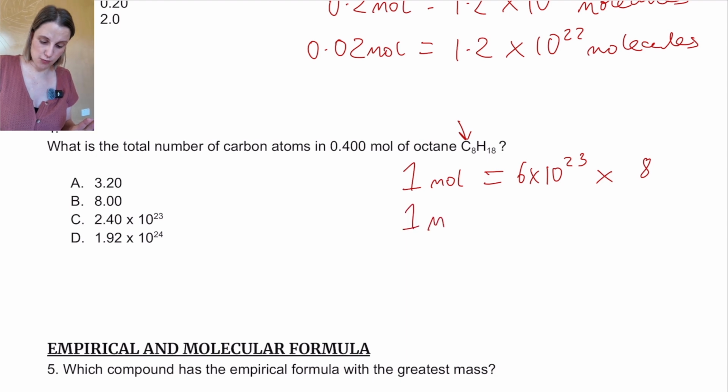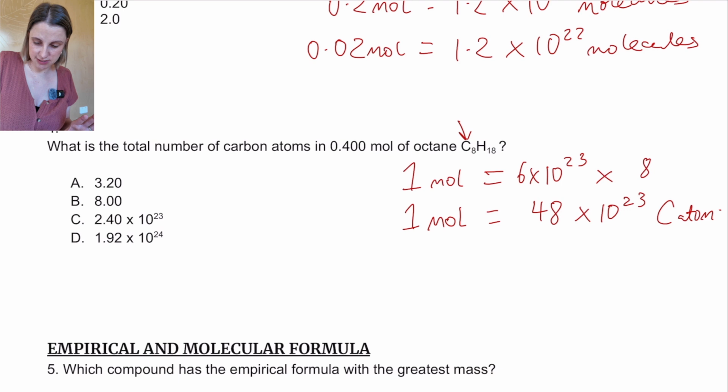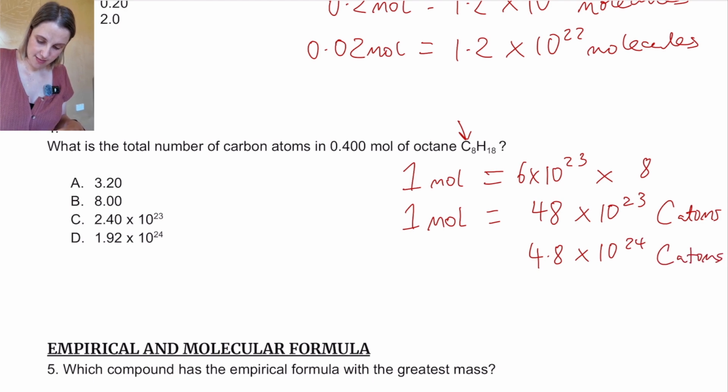So in 1 mole, 6 times 8 is 48. So I'd have 48 times 10 to the 23 carbon atoms. Now that is a terrible scientific notation, so we're going to fix that. So that becomes 4.8 times 10 to the 24 carbon atoms. And that's in 1 mole.